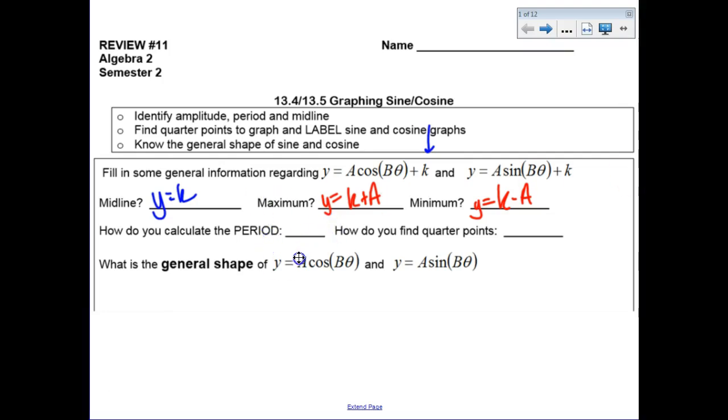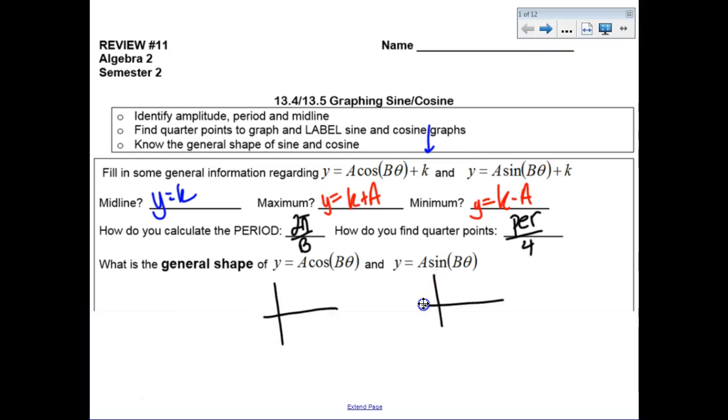So same as before, how do you calculate the period? The period is 2 pi divided by that b value, which is the number that changes the period. And then to find the quarter points, we still take the entire period length and divide it by 4. So, some of you skipped this on the last test. Don't skip it this time.